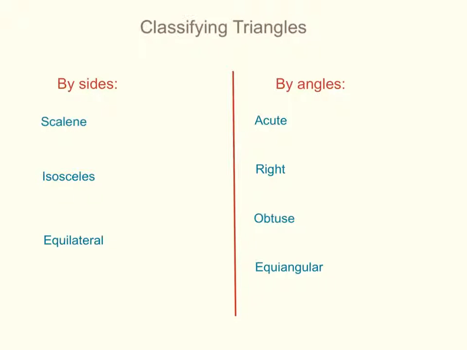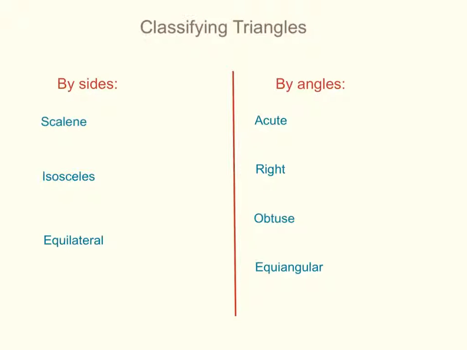Okay, so classifying triangles. We have a few different ways that we can classify triangles. We can classify them by sides and by angles, okay? So a scalene triangle has no sides that are the same. An isosceles triangle has at least 2 congruent sides. Equilateral has 3 congruent sides. That means that equilateral, because isosceles has at least 2, equilateral is actually a subset of isosceles, okay?